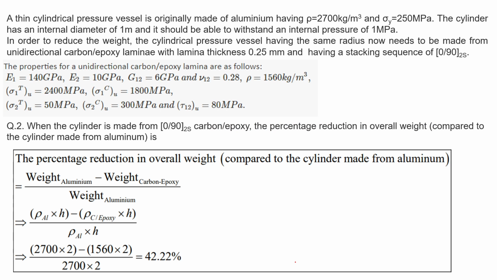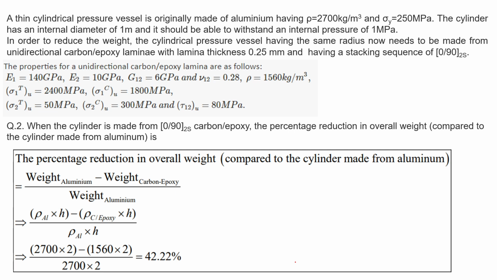Now with the same given data, the next question is that when the cylinder is made from 0 90 2S carbon epoxy, the percentage reduction in overall weight compared to the cylinder made from aluminium is. So the equation for percentage reduction in overall weight is given as weight of the aluminium pressure vessel minus the weight of the carbon epoxy pressure vessel divided by weight of the aluminium pressure vessel.